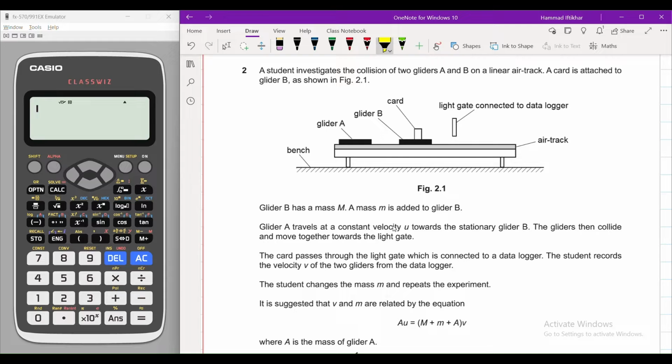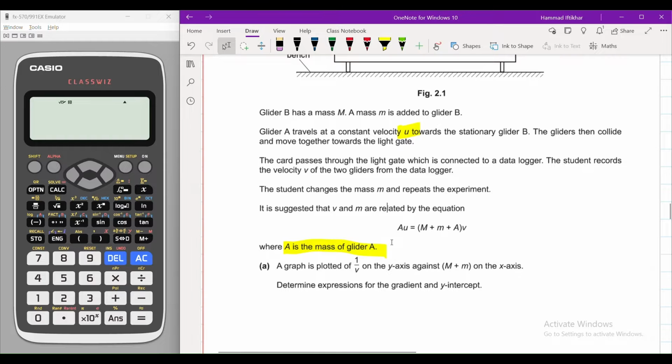The student changes the mass and repeats the experiment. It is suggested that v and m are related by the equation Au = (M + m + A)v. Just to make sure, what do we have? A is the mass of glider A. u is the initial velocity of A. So this is like the principle of conservation of momentum equation.